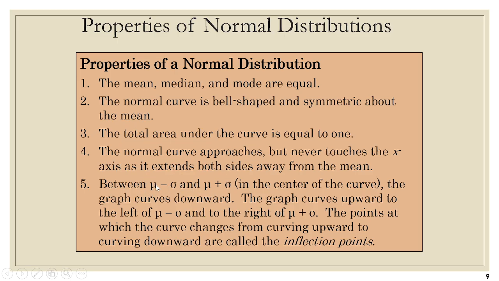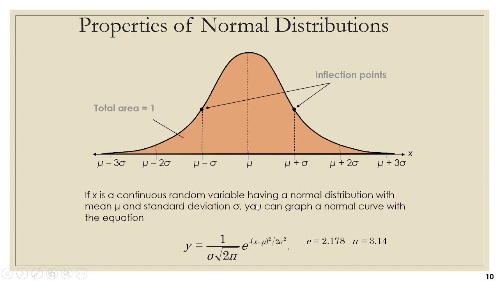On the left hand side is mu minus sigma, and on the right hand side mu plus sigma. In the center of the curve we take mu equal to 0, and the graph curves downward on both sides. The points where the curve changes from curving upward to curving downward are called inflection points. One is upward, another one is downward.